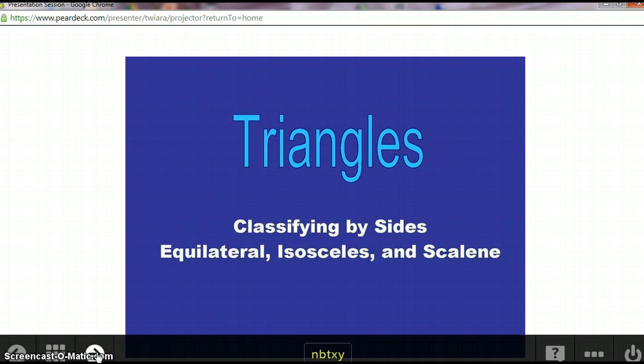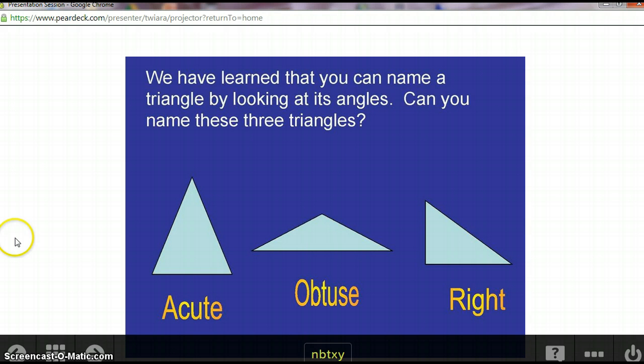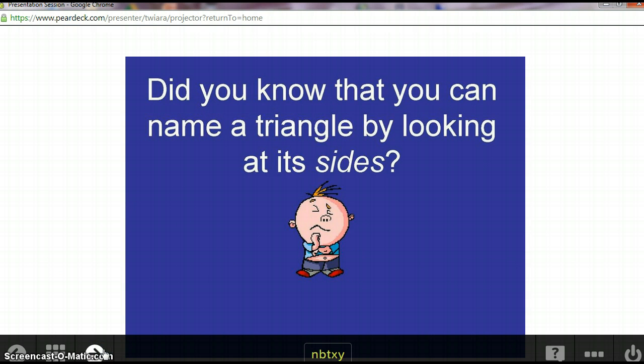Okay, now we're going to switch gears. We've talked about classifying them by their angles. Now we're going to get into the words that I think more of you were unsure of. The words equilateral, isosceles, scalene. We're going to talk about these 3 now. Okay? So let's start with, well, we've talked about these. I'm going to skip this slide.